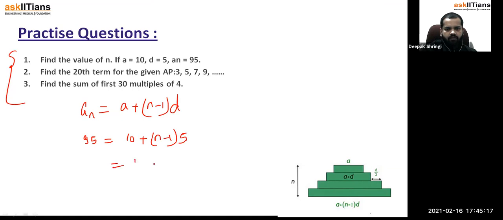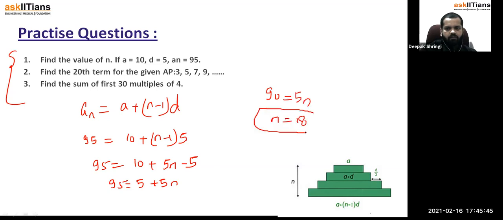So 10 plus multiply 5 into n minus 1, 5n minus 5. Okay. So 10 minus 5 is nothing but 5 plus 5n. This is it, and your LHS is 95. So this 5 will come out here. Then 95 minus 5 will be 90 is equal to 5n. Just divide 90 by 5, 18. The number of terms will be 18, right?